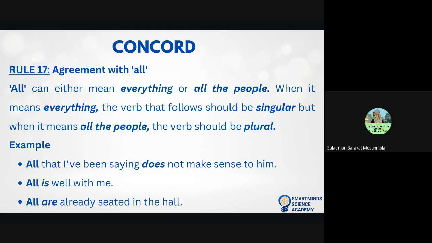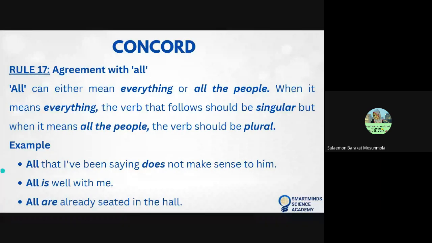When all is used to mean everything, you should use a singular verb with it. But when all is used to mean all the people, the verb should be plural. Everything, singular verb. When it means all the people, plural verb. Our third example here is, all are already seated in the hall.